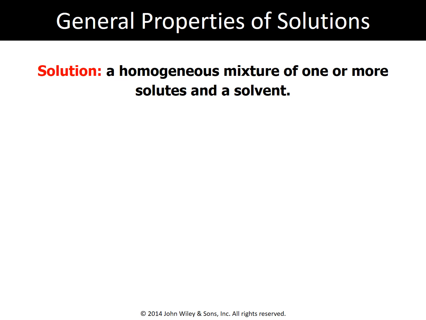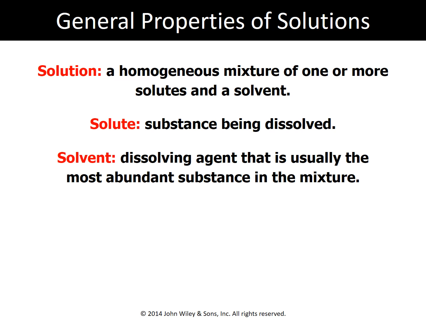So let's go over some general terms. We know that a solution is a homogeneous mixture of at least one solute and a solvent. So these words we reviewed in lab, but let's talk about them again here. Our solute is going to be our substance being dissolved, and our solvent is our dissolving agent that usually is the most abundant substance in the mixture.